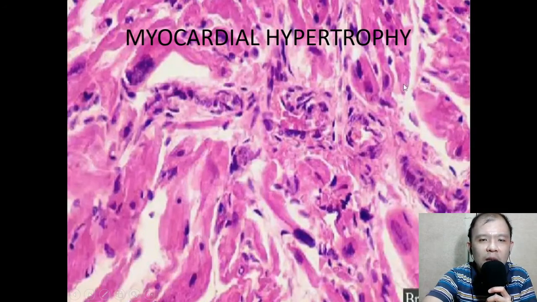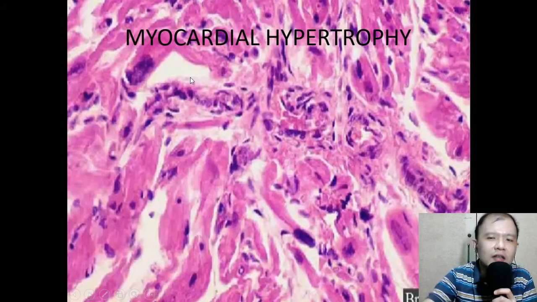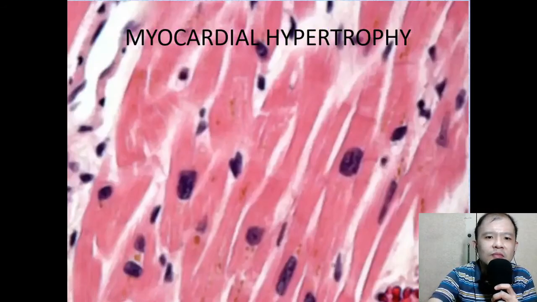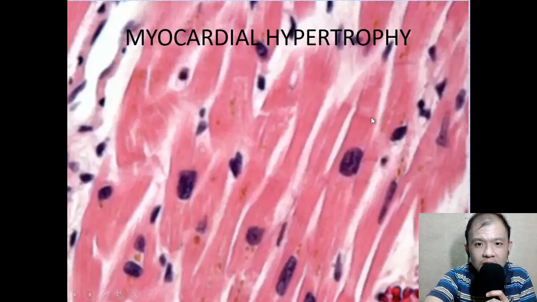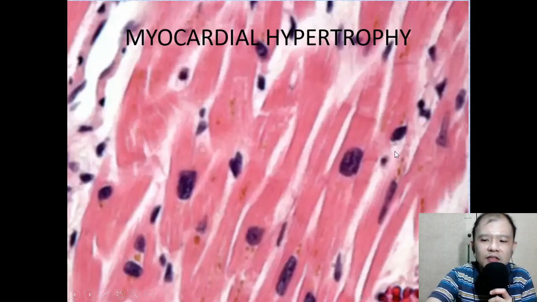And hypertrophy of myocytes can be as wild as this one. This is the nucleus. This is the lipofuscin. You can see some intercalated discs here.